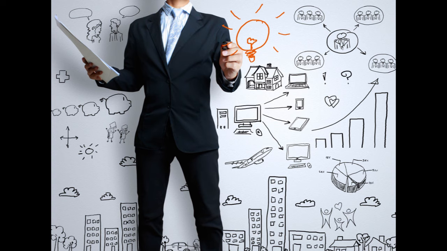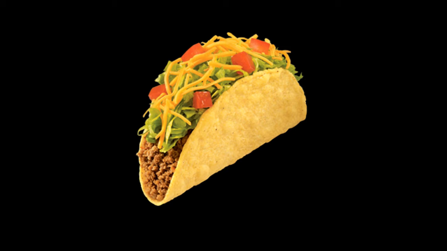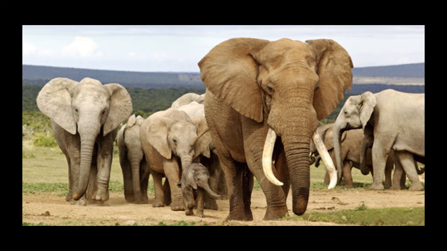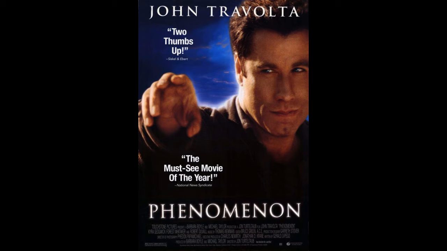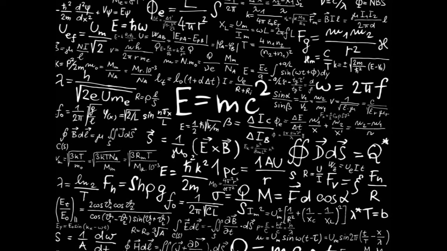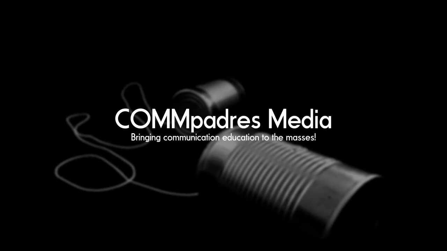Informative speeches can be about pretty much anything, but some common topical areas include speeches about people, places, objects, tacos, actions, processes, events, plants and animals, phenomena, issues, ideas, cats, concepts, and theories. If you need some advice on selecting a speech topic, we have a video dealing with precisely that process that can be found on the COMMpadres Media YouTube channel.